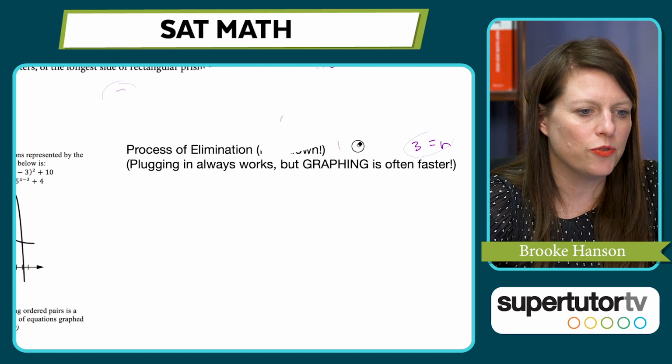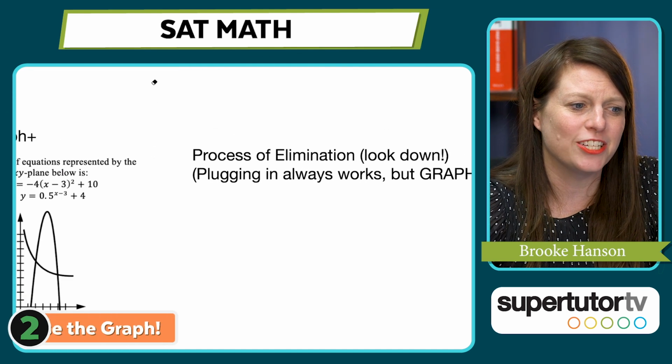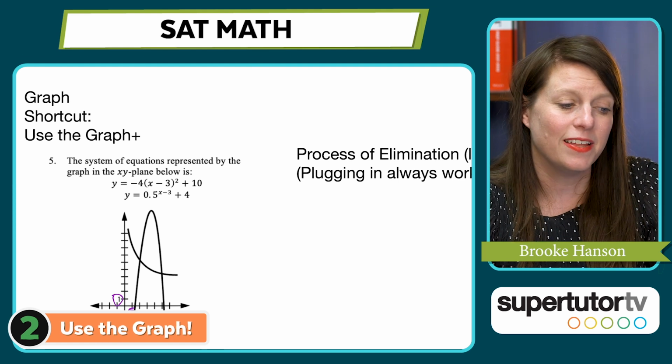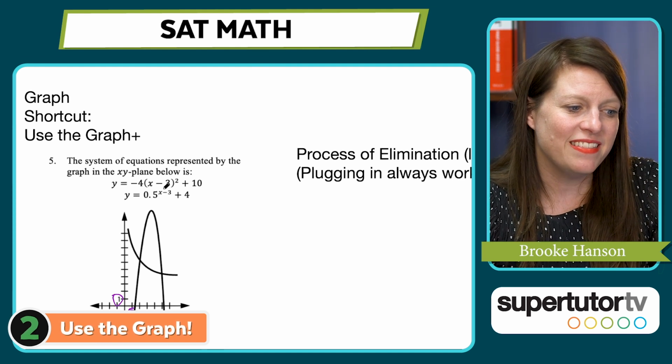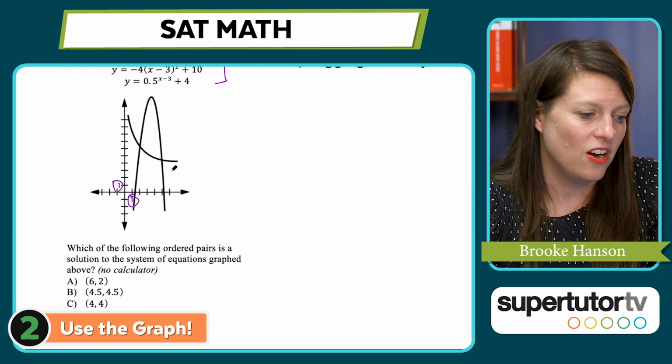Okay, next super shortcut is a graph shortcut, and that's basically use the graph, you guys. Trust the graph in the SAT. Now, when I say trust the graph, make sure you look at the labels. Labels are super important. But you see, this is a really ugly system. It's a quadratic and an exponential function. Man, I do not want to dig into that hardcore.